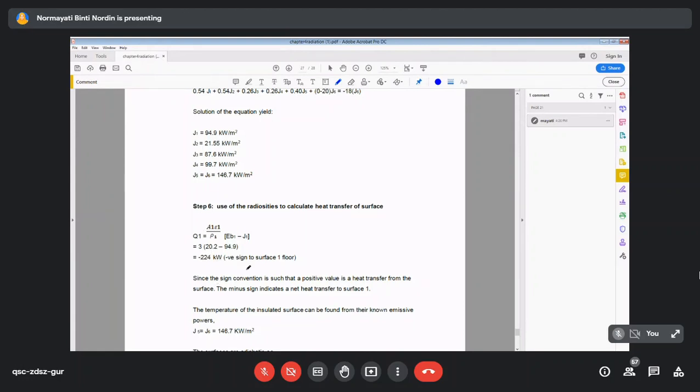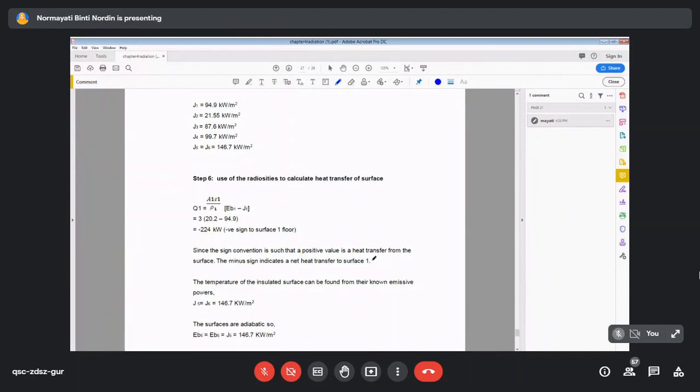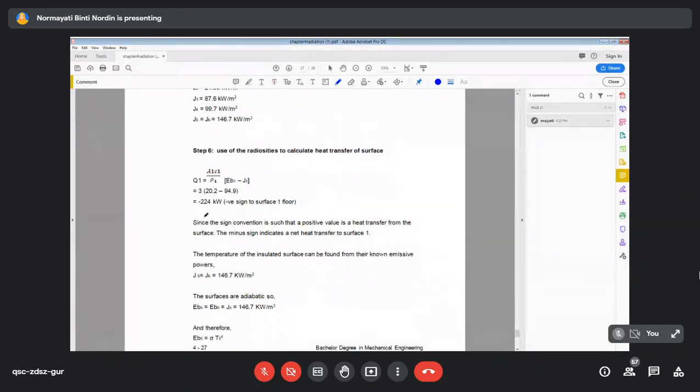So it is in negative sign. So meaning that if it's negative, sebagaimana yang nota penting yang dinyatakan seawal tadi, bermaksud kalau negatif dia adalah to surface 1. So maksudnya it arrive at surface 1 about the heat is about 224 kilowatt coming from other surfaces. So maksudnya surface 1 dia terima effect of radiations, not as a source. Okay. Since the sign convention is such that positive value is the heat transfer from the surface. Jadi dalam kes ni minus, so it is to surface. So itu soalan yang pertama.